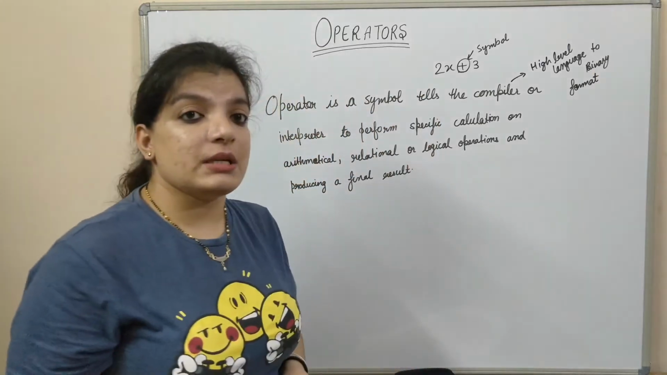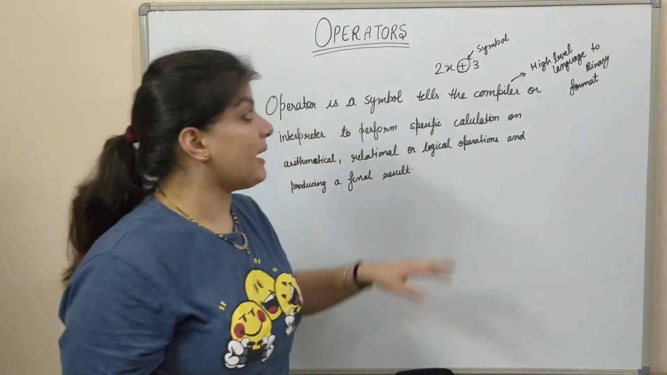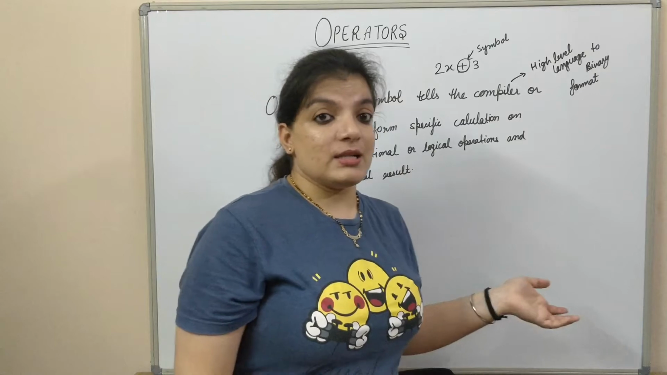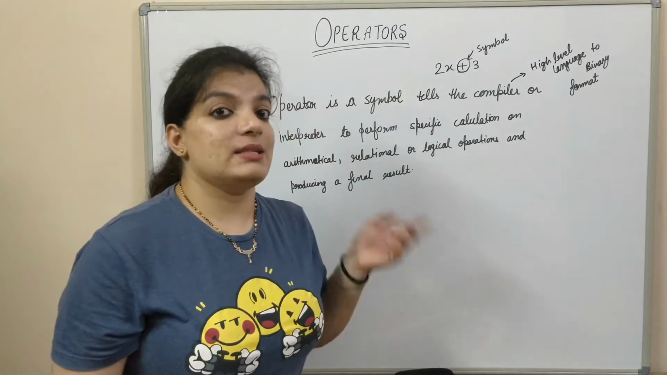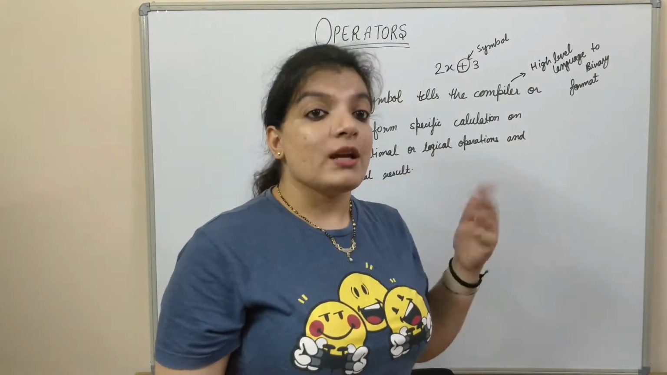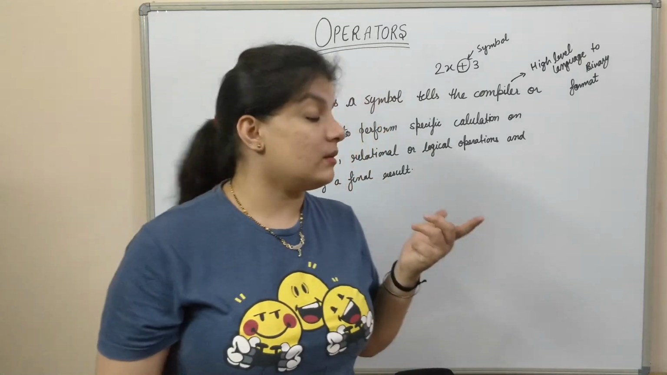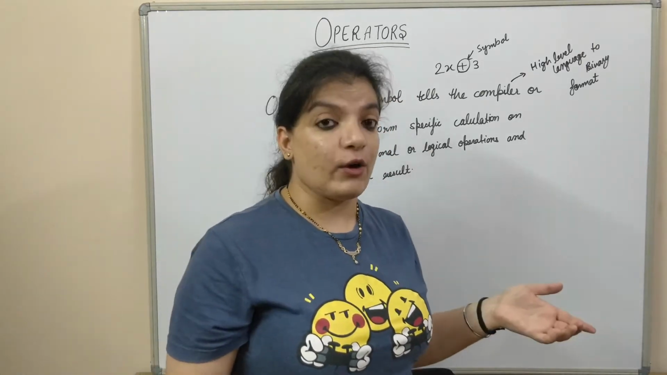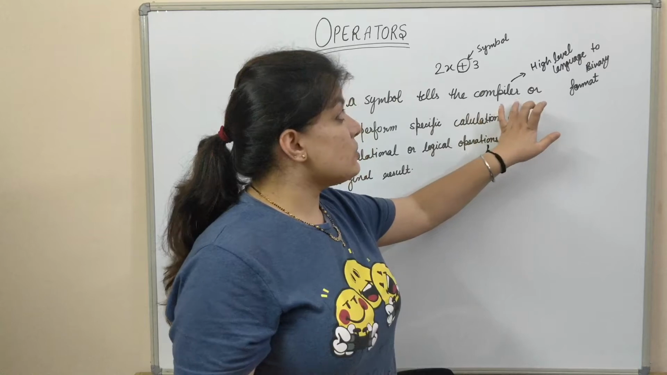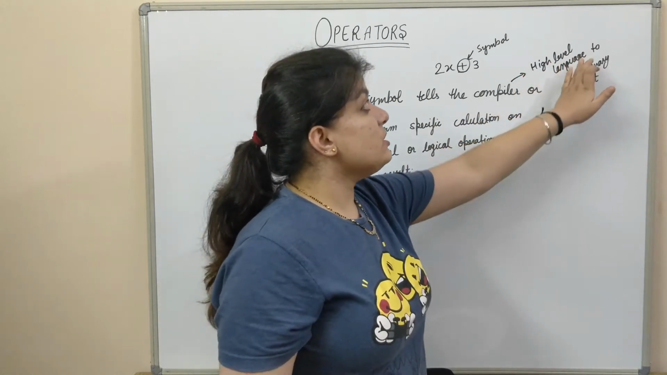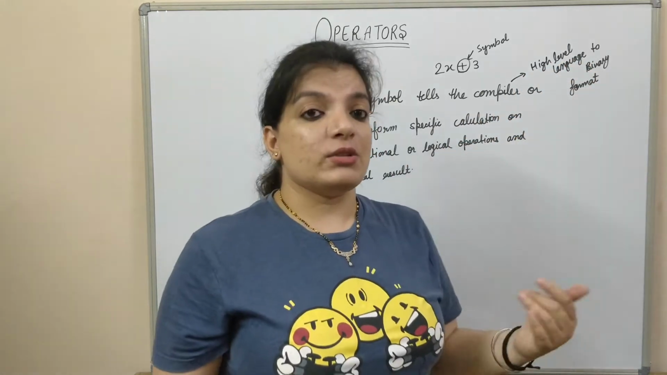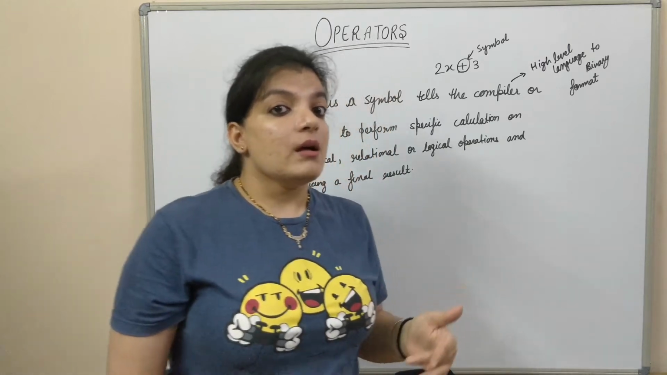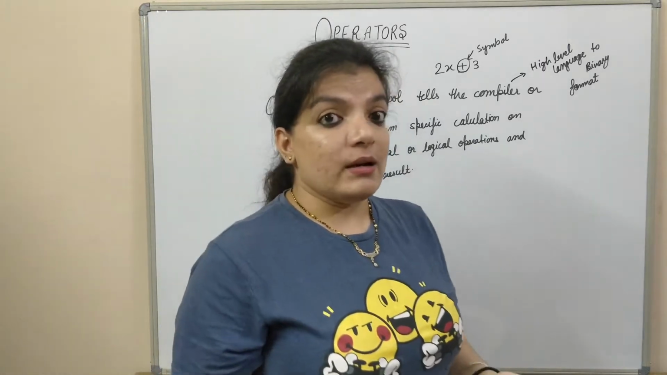Why are we using the compiler? Because the computer does not understand programming languages written in a high-level language. The computer only understands the binary language or binary format. So the compiler is used to convert the high-level language into binary format so that we can get the result from the computer when we compile the code.